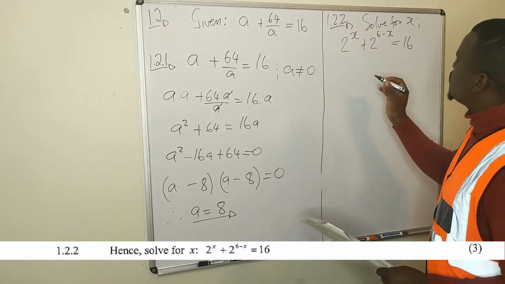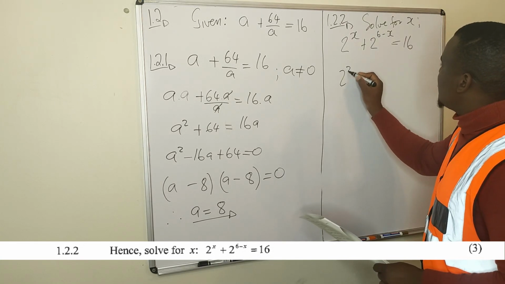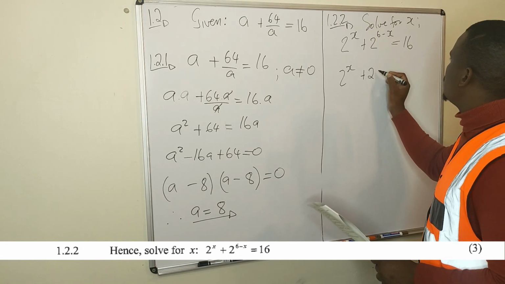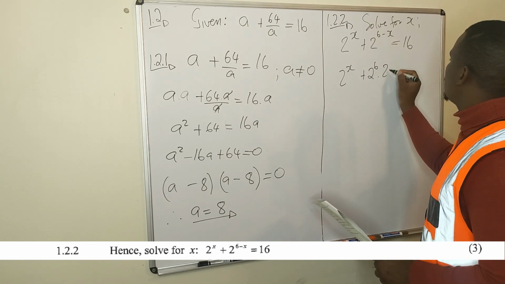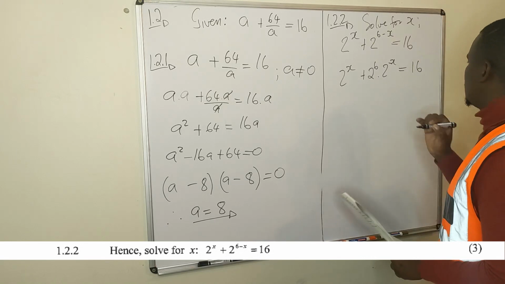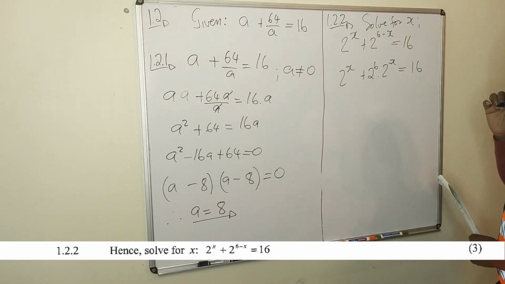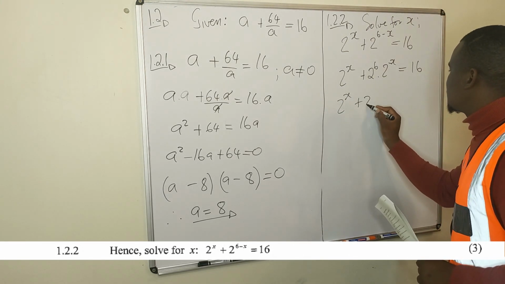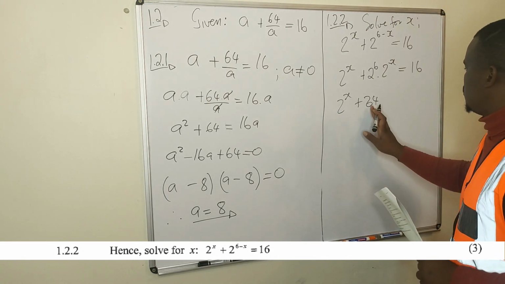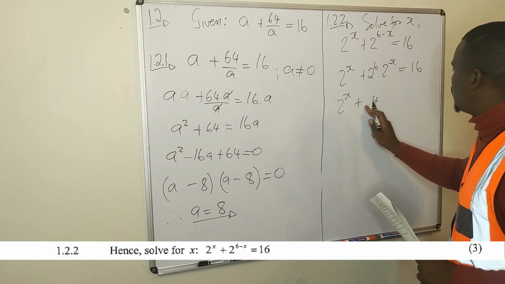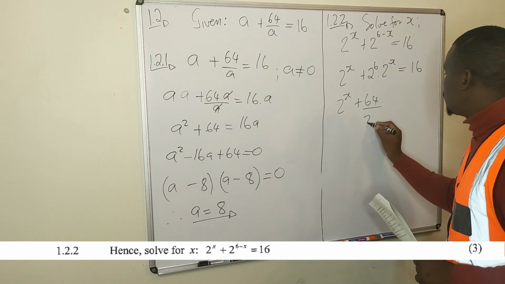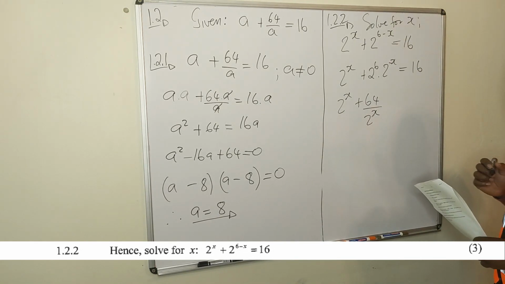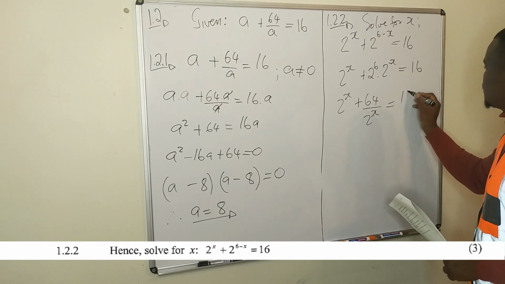So let's look at this. We have 2 raised x plus 2 raised 6 times 2 raised negative x is equal to 16. Right? Then let's simplify this. So you have 2 raised x plus 2 raised 6, which is 64, divided by 2 raised x. So you take this, put it there, move it down. 2 raised x is equal to 16.